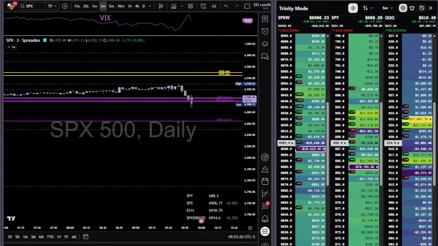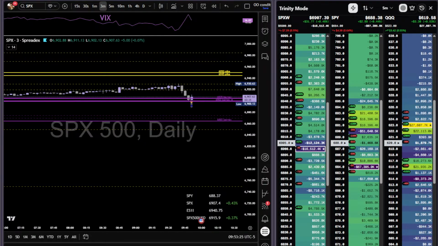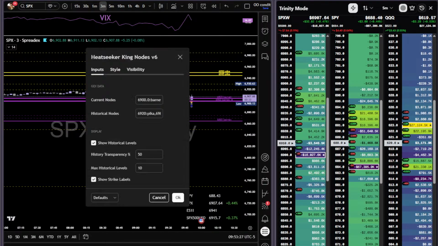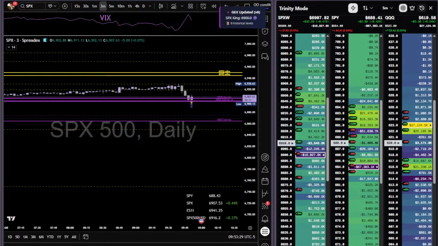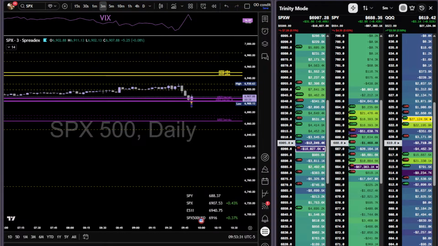Got a lot of green to the upside. Or I say green, we got a lot of increasing node sizes to the upside again. The 691, 692, 693, all those are getting bigger. 623 on Qs is king node now and growing.